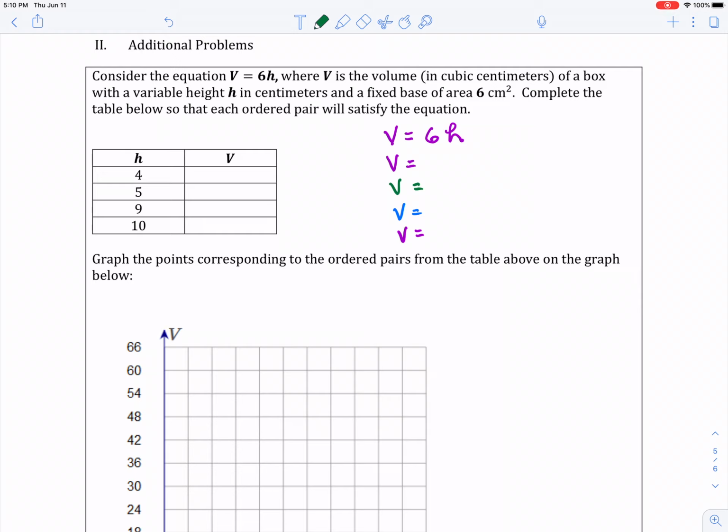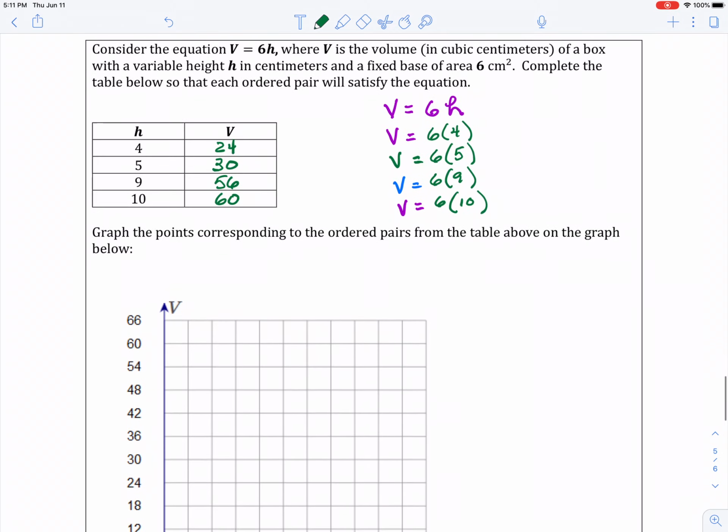Right, so this gives us a formula for a volume, which is 6 times the height in cubic centimeters. And they're giving us various values for h. So the first time through, h is 4, and 6 times 4 gives us 24 cubic centimeters. The next time they give us an h value of 5, where h is the height. Of course, that's going to be a volume of 30 cubic centimeters. When they give us a height of 9, that gives us a volume of 56 cubic centimeters. And when they give us a height of 10, that gives us a volume of 60 cubic centimeters.